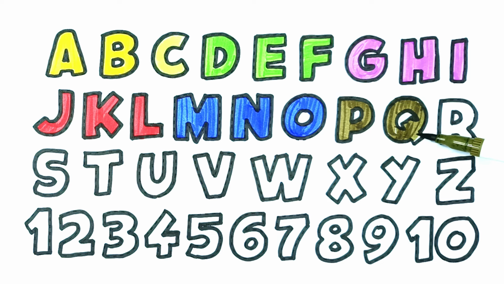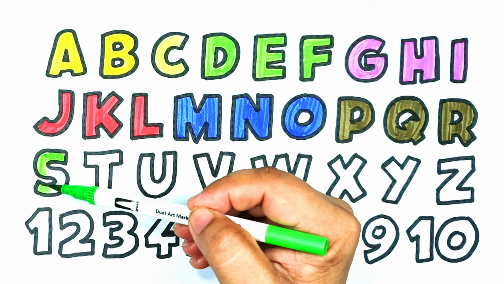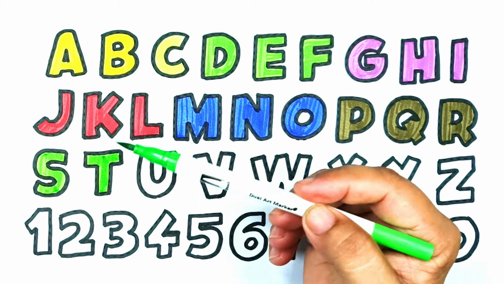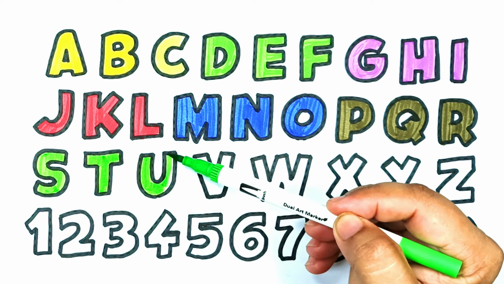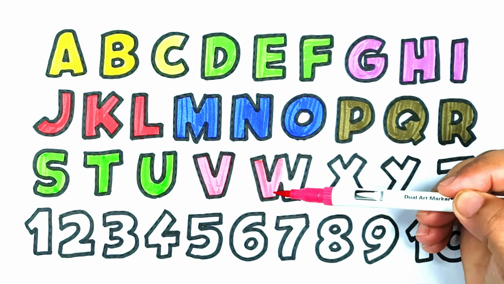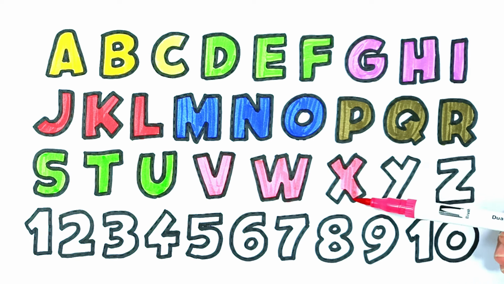Q is for queen. R is for rabbit. S is for spider. T is for tiger. U is for umbrella. V is for violin. W is for walrus. X is for xylophone. Y is for yo-yo. Z is for zebra.